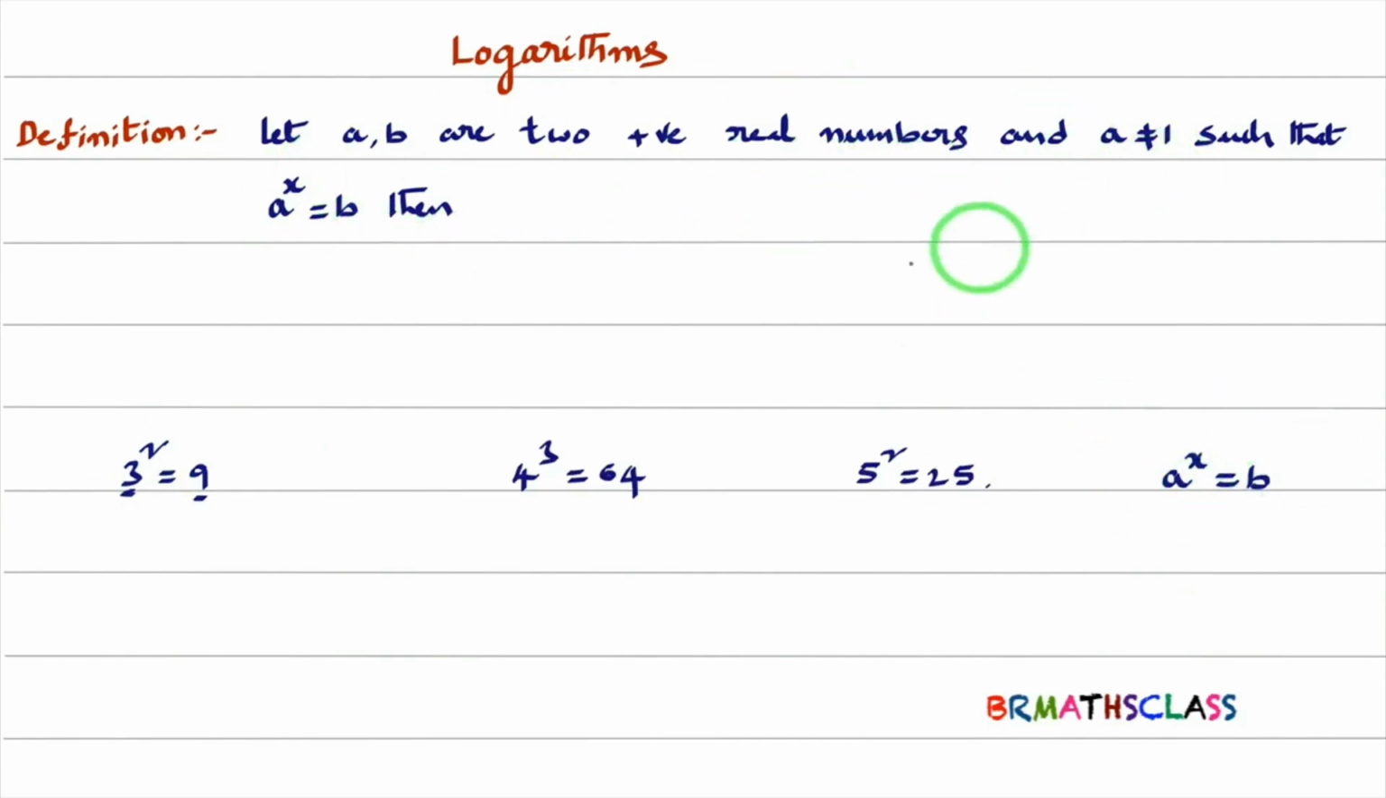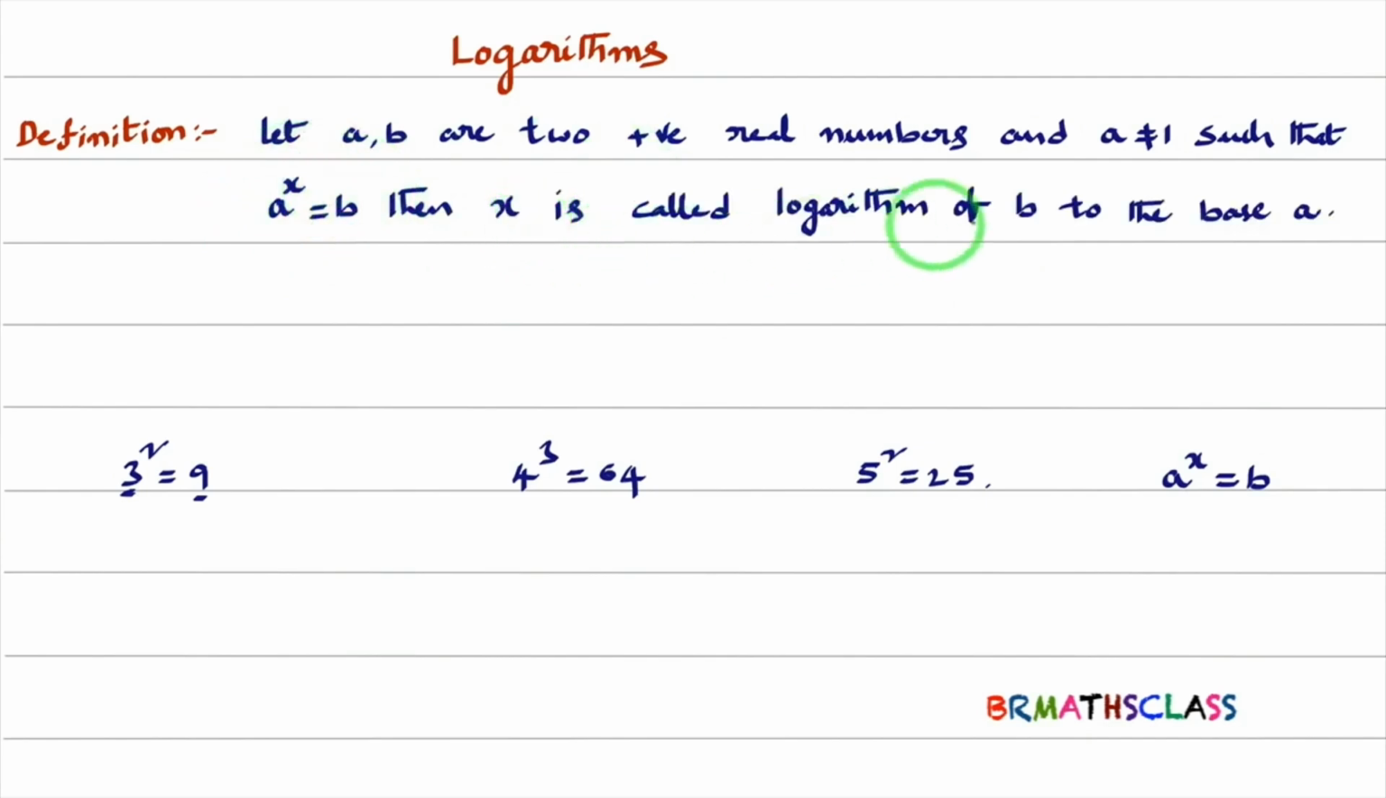If you are able to find such an expression, then only is the logarithm defined. You observe here, in a power x equal to b, x is called the logarithm of b to the base a. Whatever I have written here, I'll write in a single line. If you are able to find such a thing, a power x equal to b, then this x is called the logarithm of b. Log is the abbreviation of logarithm. Simply I'll write log b to the base a.